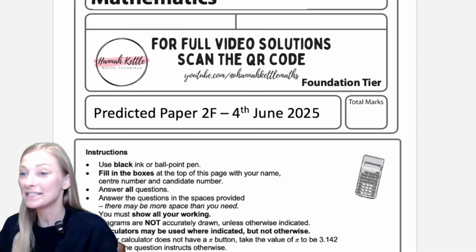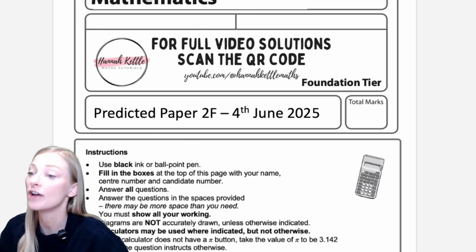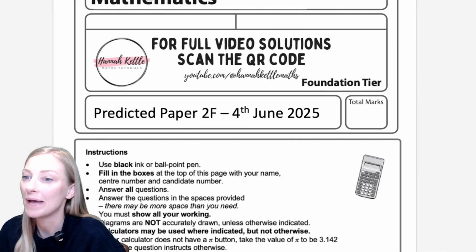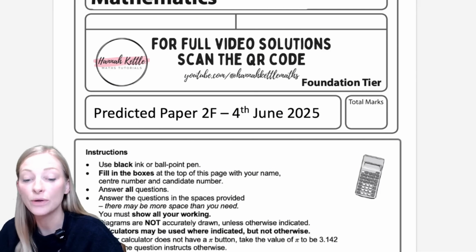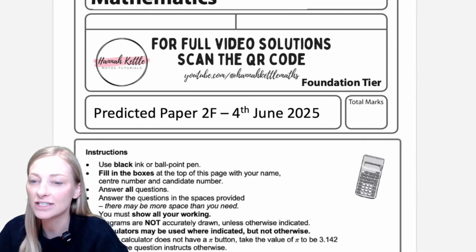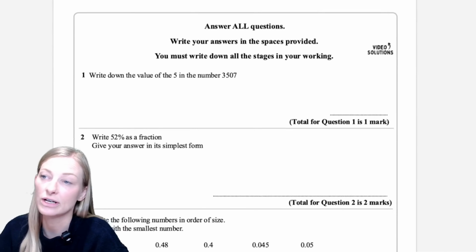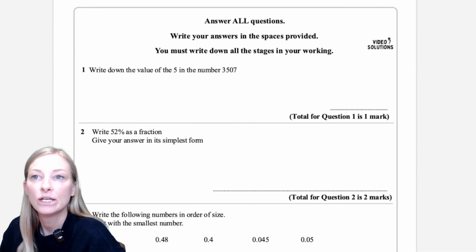This is my predicted paper for Paper 2 Foundation on the 4th of June 2025, now that we've seen what's come up on Paper 1. This is a best guess though, and no one can know for sure what is going to definitely appear. So just lots of common topics, things we haven't seen yet, and just really good things to revise ahead of Paper 2. So let's get into it.